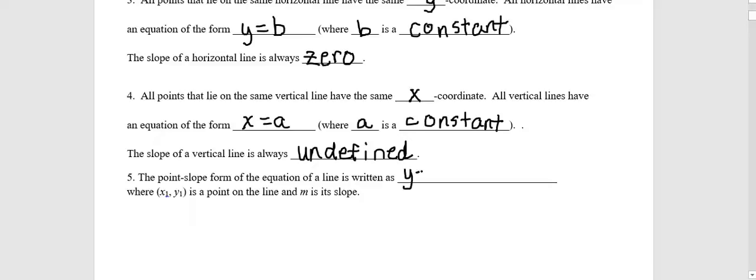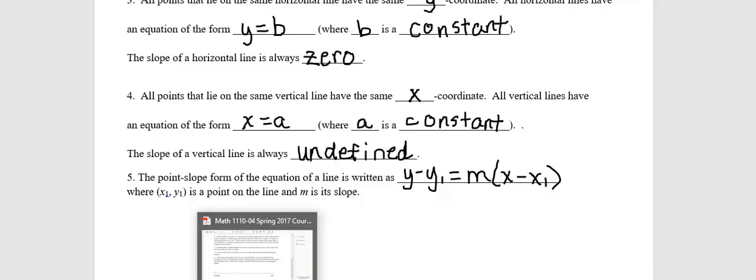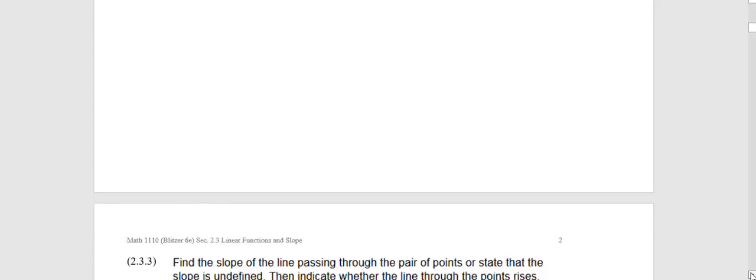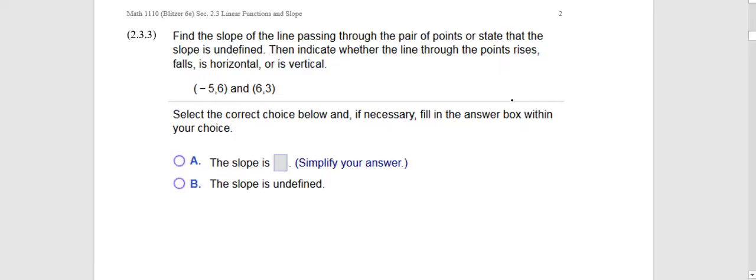The point-slope form of the equation of a line is written as y minus y1 equals m, the slope, times x minus x1, where x1, y1 is a point on the line and m is the line slope. So let's look at some problems in this section, some of the exercises that you'll find in your homework.